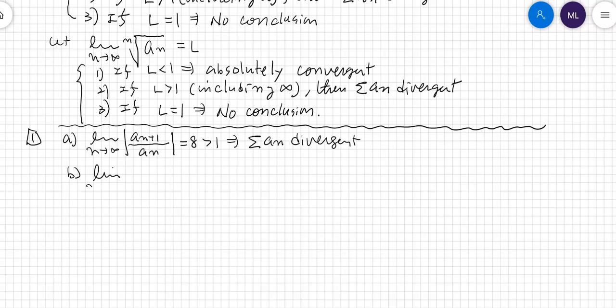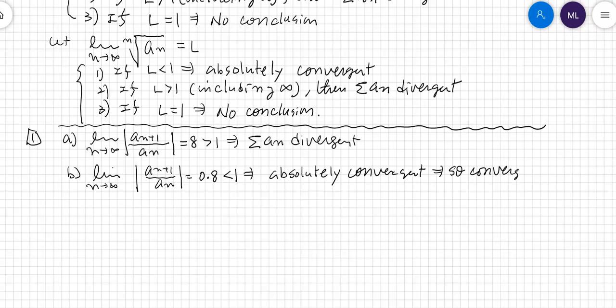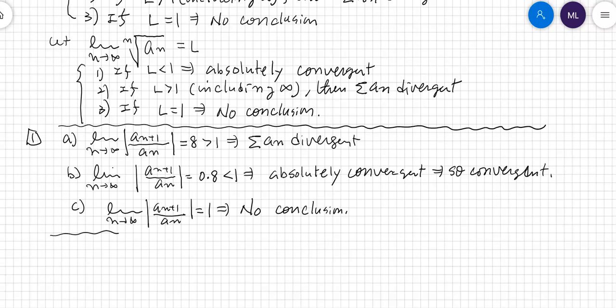Well, get number 1. Exercise number 1. What can you say about this series? So A, limit as n goes to infinity of |aₙ₊₁| over |aₙ| is equal to, say, 8, meaning bigger than 1. That means the series is divergent. B, limit of aₙ₊₁ over aₙ is 0.8, which is less than 1, then absolutely convergent. So convergent, okay? C says what? Limit of aₙ₊₁ over aₙ equal to 1, no conclusion. Okay, right, so that's number 1, and it's pretty easy.